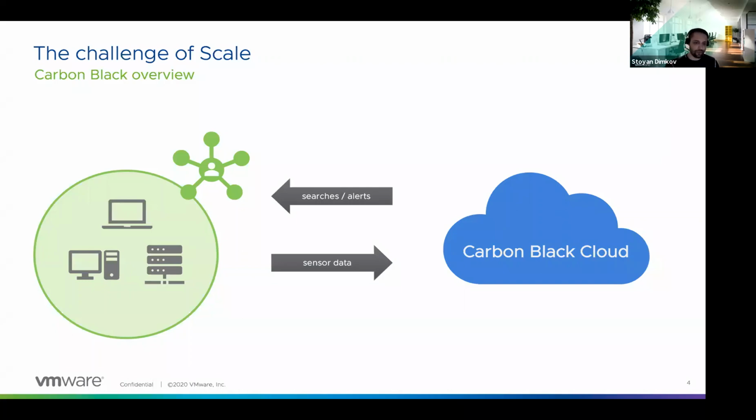So that looks very simple, but now let's add some scale numbers to this. We have more than 7,000 customers, and that's not a big number on its own, but some of which are very big. For example, more than hundreds of thousands of devices. And this results in us having more than 6 million active devices at any point of time pushing data to us. And that means more than 1.5 billion events every minute.